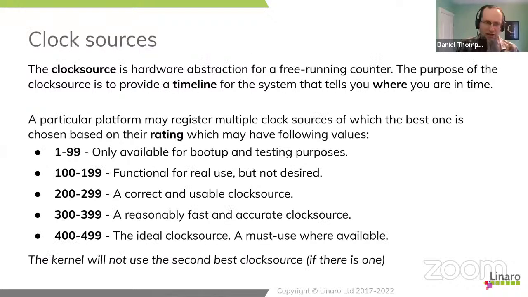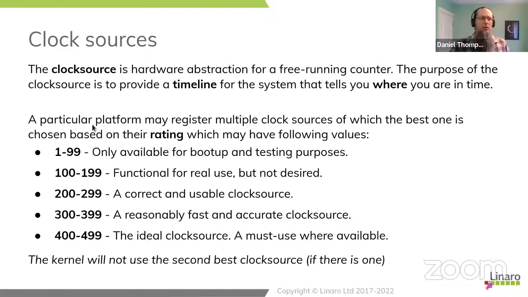So first of all, timers, how do they work? In the kernel, there are a couple of concepts that are related to time. The first is a clock source. And a clock source is very little more than a hardware abstraction of a free running counter. The purpose of that clock source is to provide a timeline that tells you where in time you sit. When you ask for the time of day or the clock monotonic, it tells you what time it is. And the kernel has multiple drivers and multiple different timers that can be attached to the system. The drivers register clock sources: if they can provide a clock source, they register one.